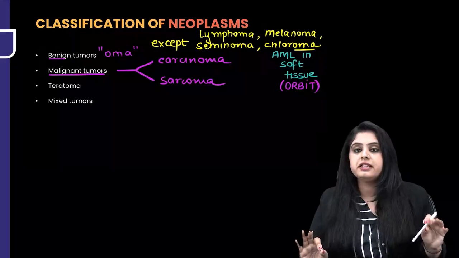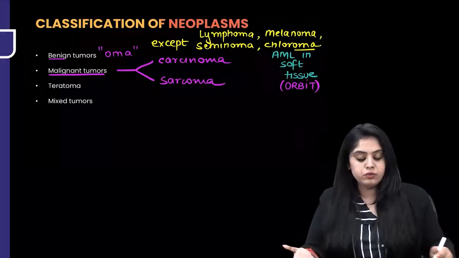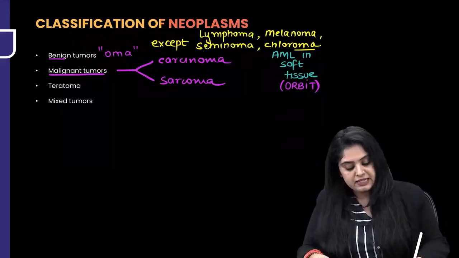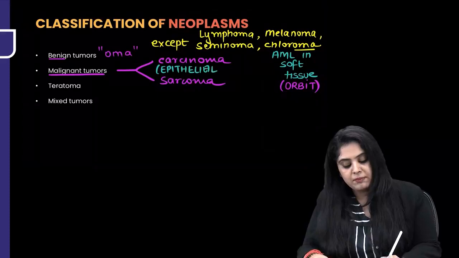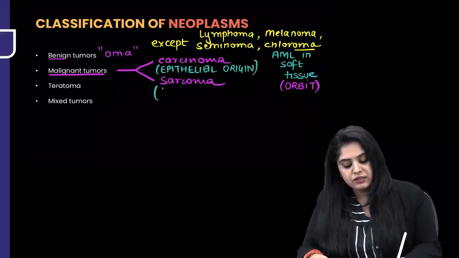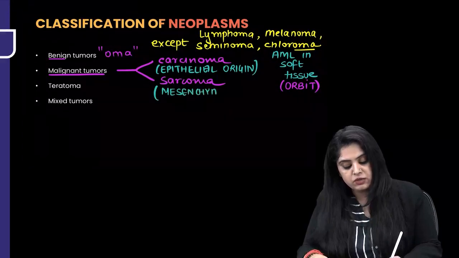When I say cancer, it could be a carcinoma, it could be a sarcoma. Anything that has an epithelial origin, anything arising from epithelium, is going to be a carcinoma, and anything that has a mesenchymal origin is going to fall under the variety of sarcoma. Let me give you an example.